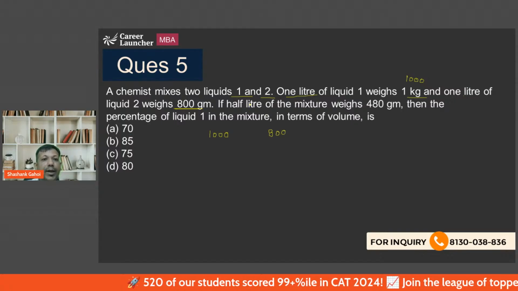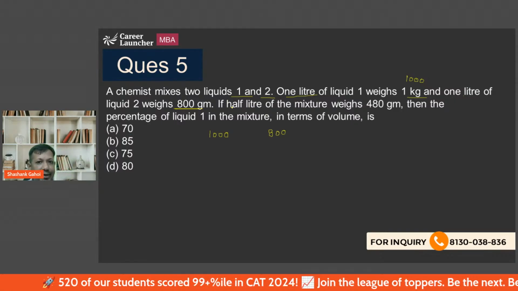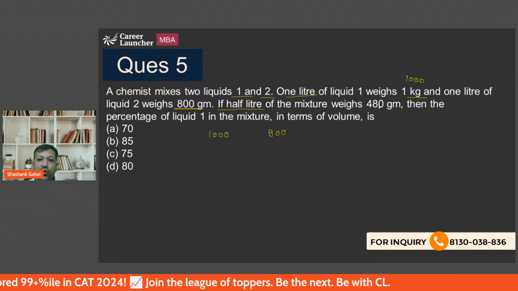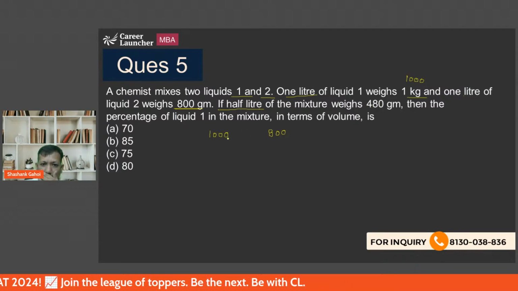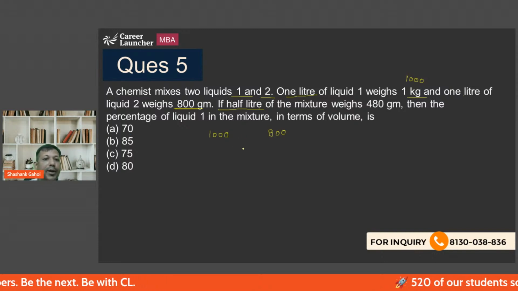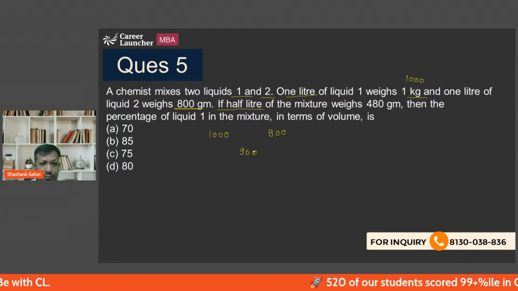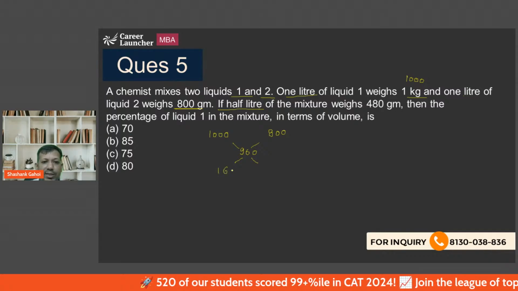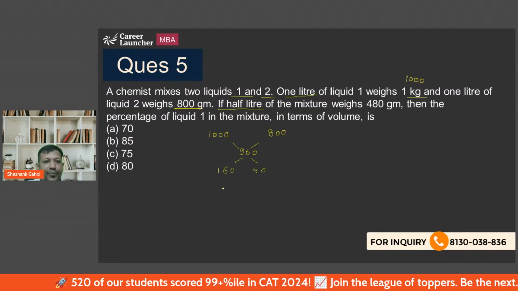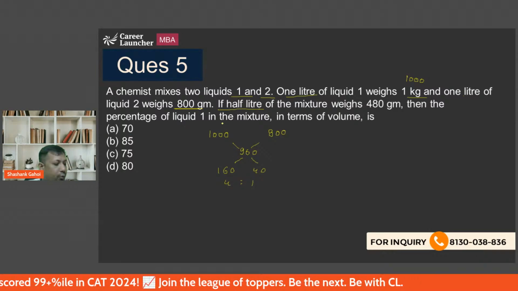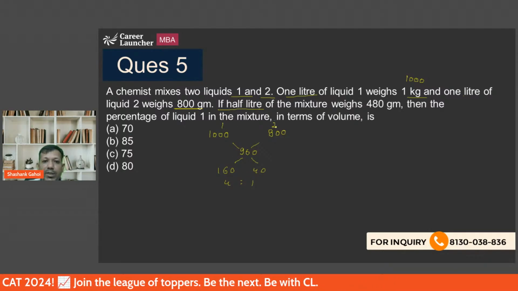Now it says the final weight of half a liter is 480. So 1 liter is going to be 960. So I am mixing 1000 and 800, and what I'm getting is 960. So in which ratio am I mixing? This is going to be 160. This is going to be 40. So ratio comes out to be 4:1. So liquid 1 and liquid 2 must be added in the ratio of 4:1, right?